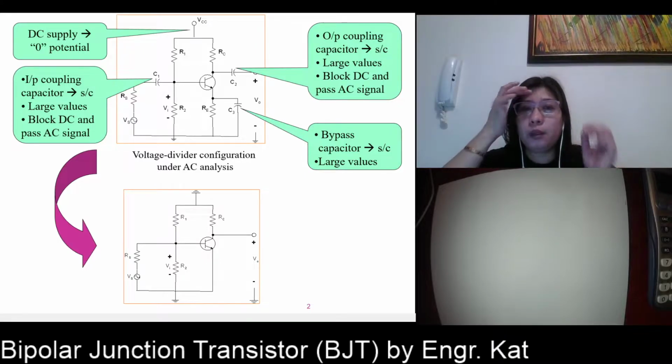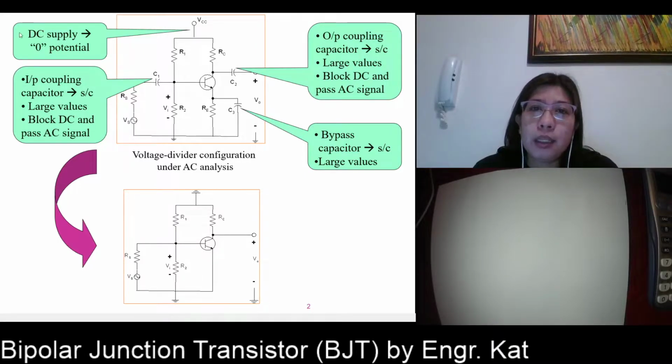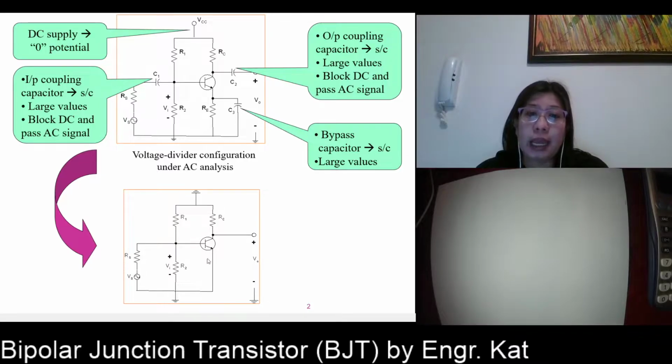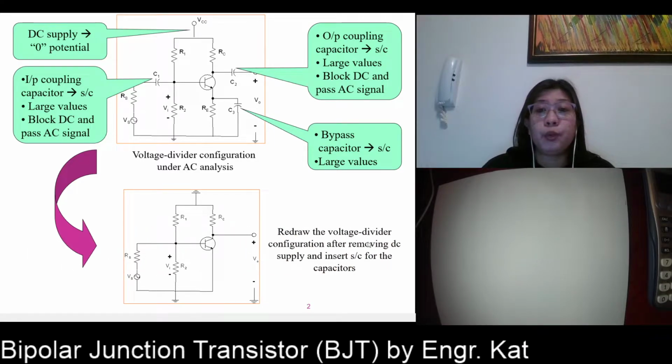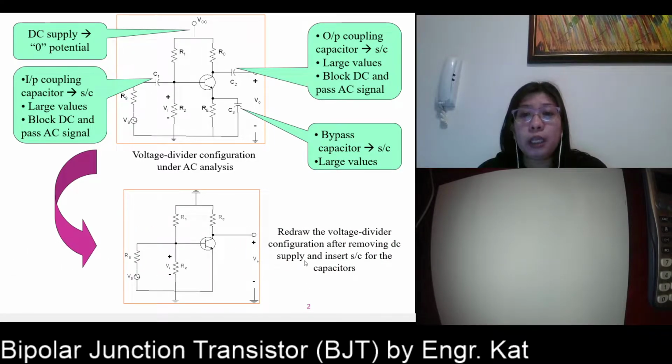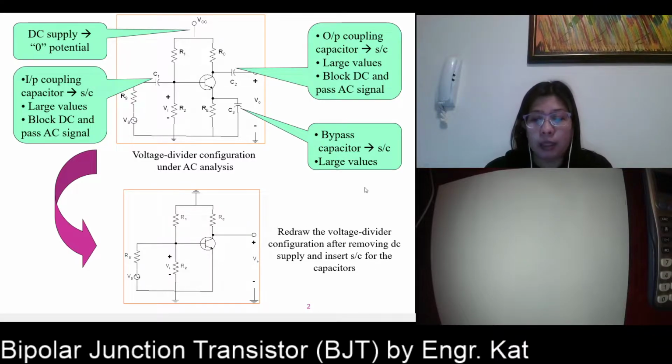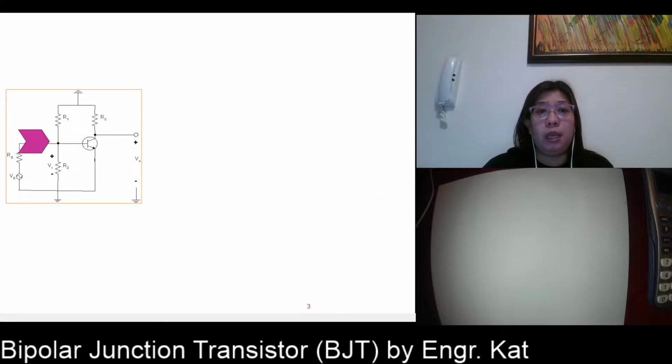Upon doing those things, upon shorting your DC source and your three capacitors here, our complete schematic diagram will look like this. VCC is shorted, and the three capacitors are replaced by short circuits. So this is now the redrawn voltage divider configuration after removing your DC supply and after inserting short circuits in lieu of your three capacitors.